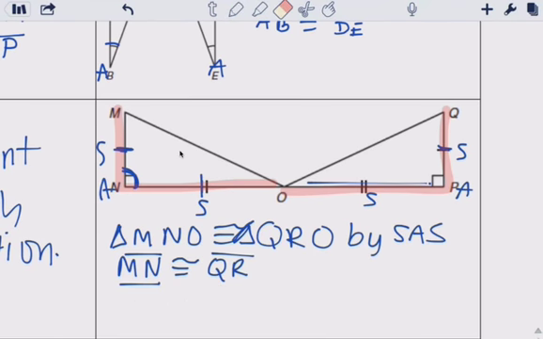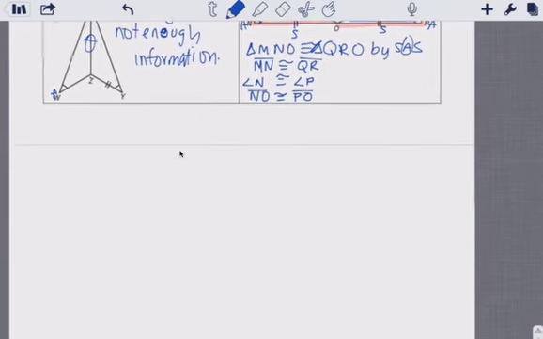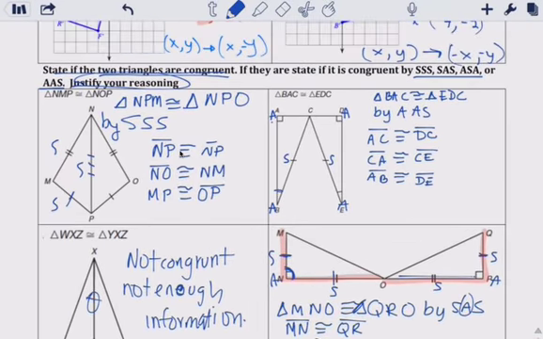Sorry. Can't write it like this. You cannot put the side. You need to write the angle next. Angle N is congruent to angle P, and then line segment NO is congruent to PO. Okay, and then we're done. I believe that's it, right? I gave you 3 pages of review.